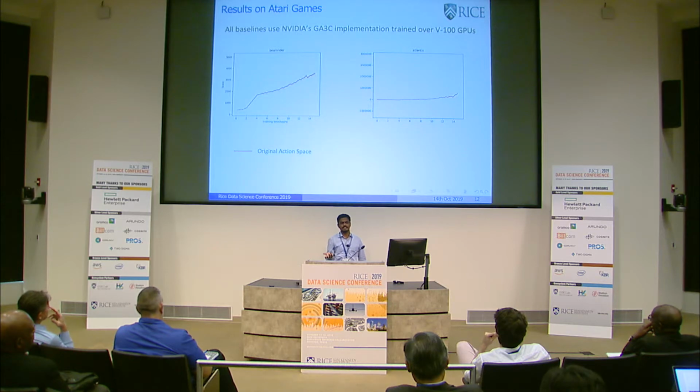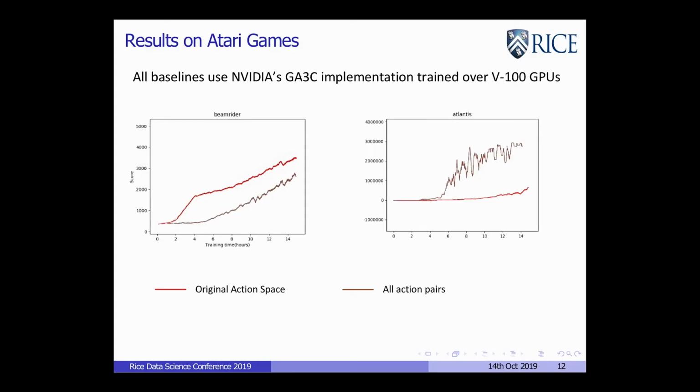Now, the first thing is let's add all possible action pairs and see where it leads us. We expect adding all possible action pairs to enhance the rewards, but it's not consistent. For one game it's worse and for the other game it does something good. Now let's add a random subset of action pairs. It has the same behavior. It's not consistent across different games.